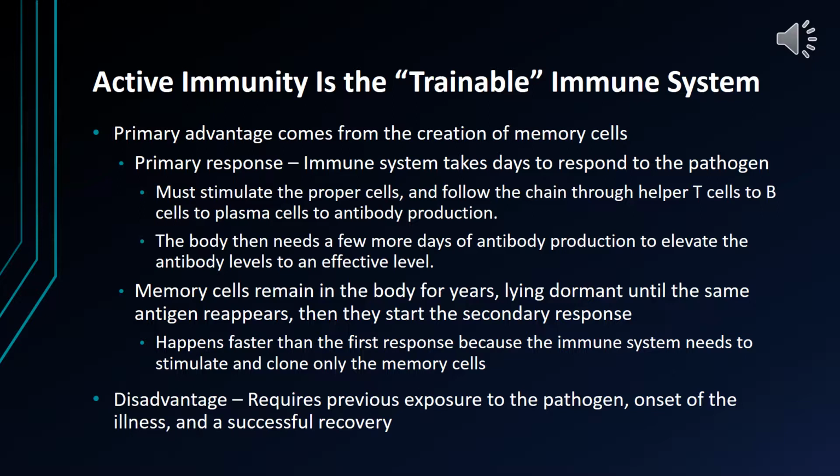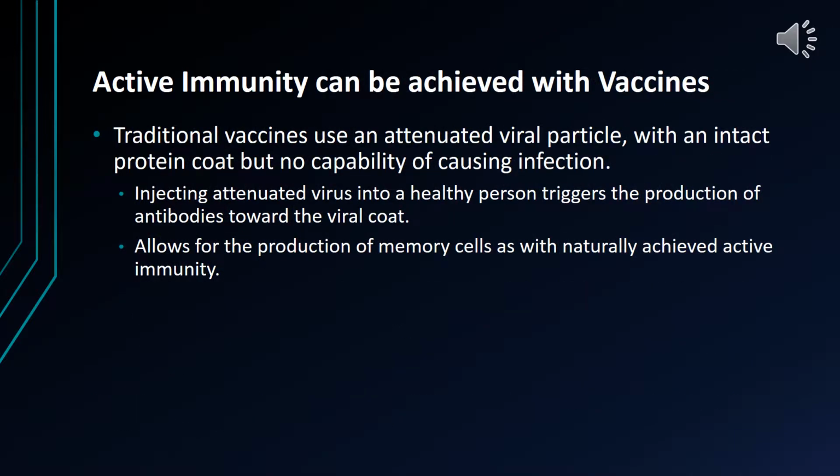However, the disadvantage to this type of immunity is that it requires previous exposure to the pathogen, the onset of illness, and a successful recovery, though the advantage that we can then take care of the pathogen quickly shouldn't be overlooked. One way to achieve active immunity is through the use of vaccines.